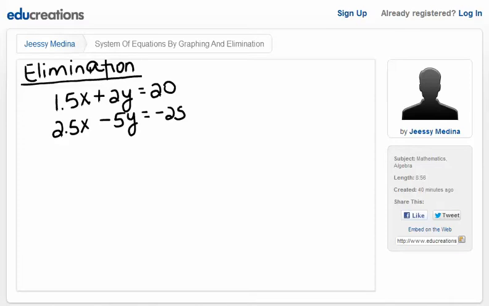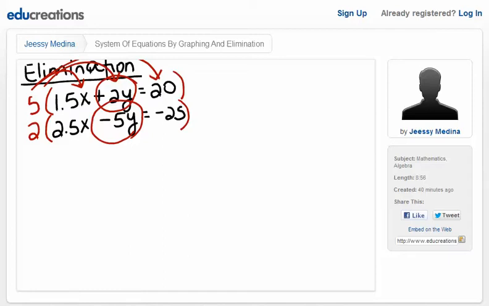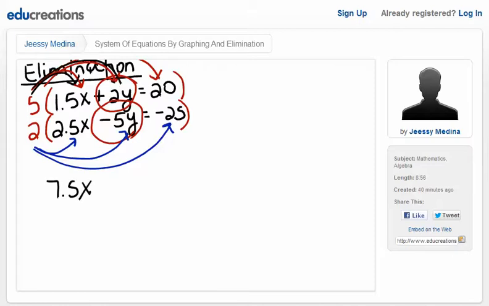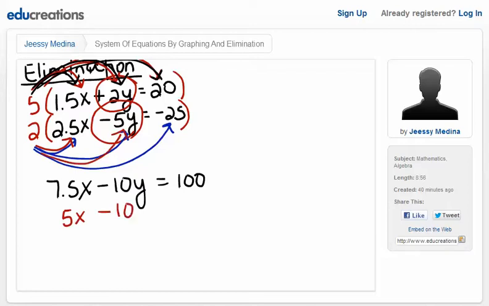In order to get the 10, we have to think, what do I have to multiply by the top one? 5. And the bottom one, I have to multiply by 2. That's going to cause this to become a 10y, and this one to become a negative 10y. Alright, when you distribute this 5, you have to distribute it to both sides of the equal sign. Same thing when we distribute this 2, we have to distribute it to everything, okay? So here we go. 5 times 1.5 is 7.5x. 5 times 2y is plus 10y. And 5 times 20 is 100. Okay. 2 times 2.5x is 5x. 2 times negative 5y is negative 10y. And 2 times negative 25 is negative 50.